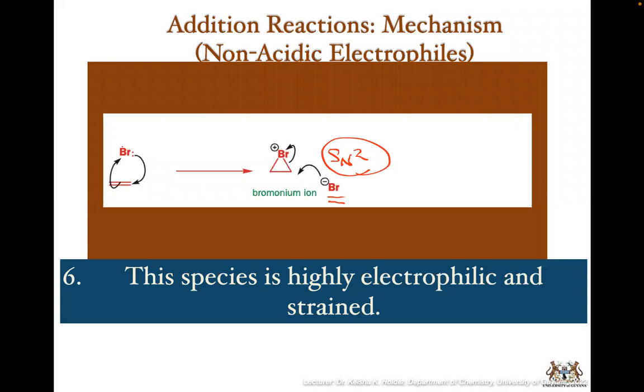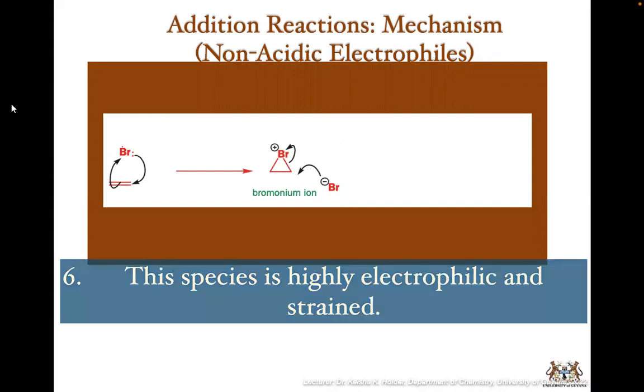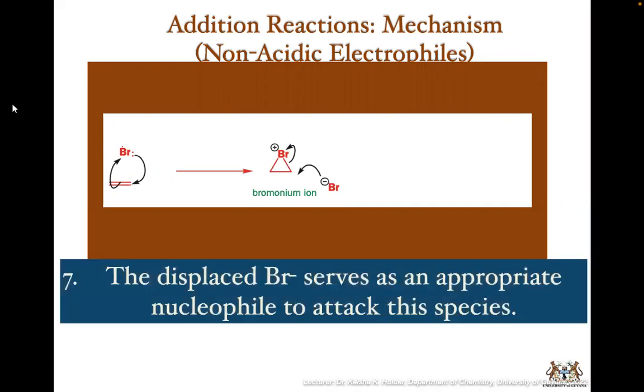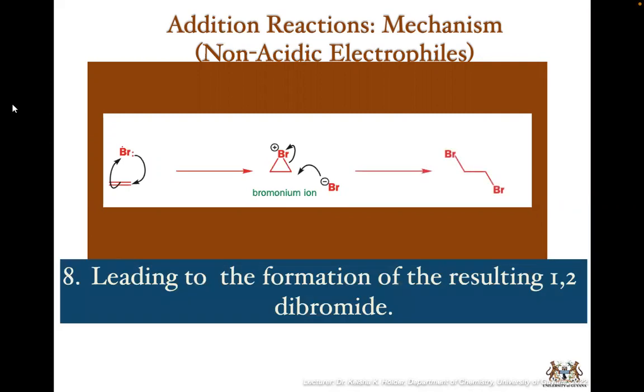Now both of these carbon atoms are equally susceptible, both this one and this one are equally susceptible for attack because they're not distinguishable in terms of steric strain or anything like that. Both of them are primary carbons. So the displaced bromide does that, attacking, and as a result we have ring opening, and this is how we are able to access our 1,2 dibromide.